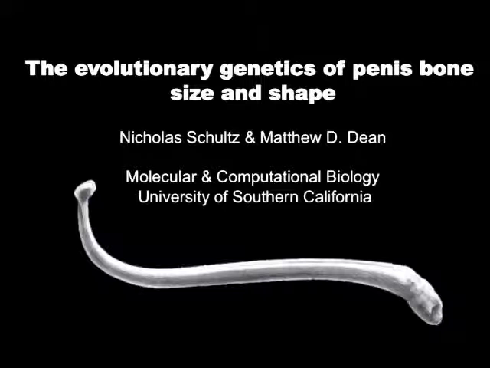That's fine. So I want to talk to you today about our efforts to dissect the genetic basis of penis bone size and shape. Just to start right off, because probably some of you don't know this, a lot of mammals have a bone in their penis. Not all of them, not humans. Chimpanzees do. It's variable. It blinks on and off during evolution. It's very fascinating.